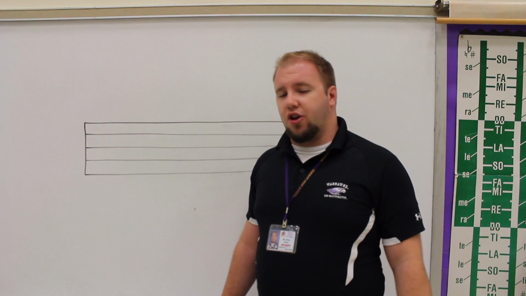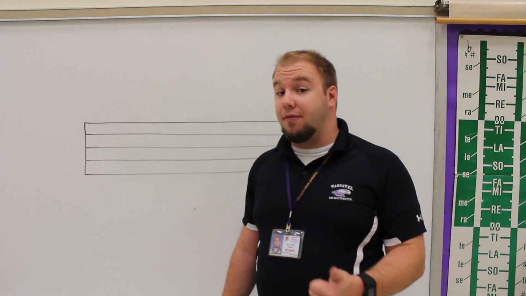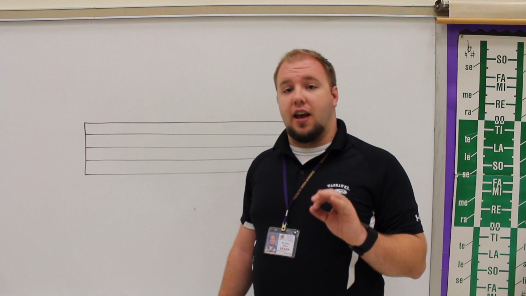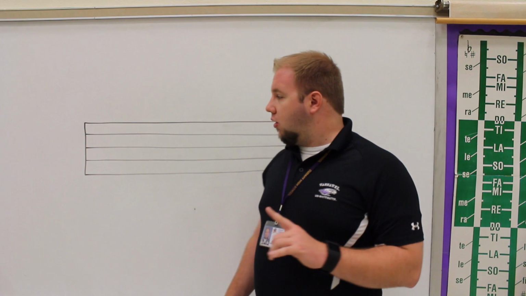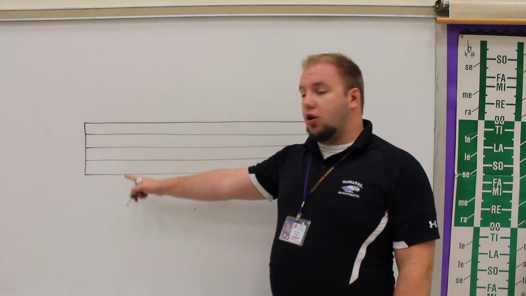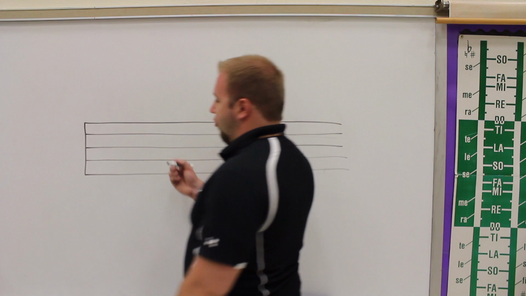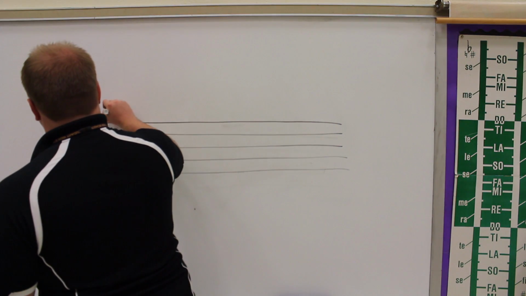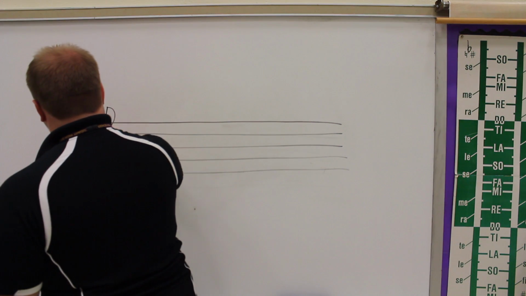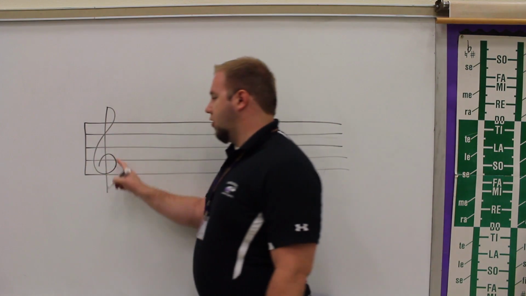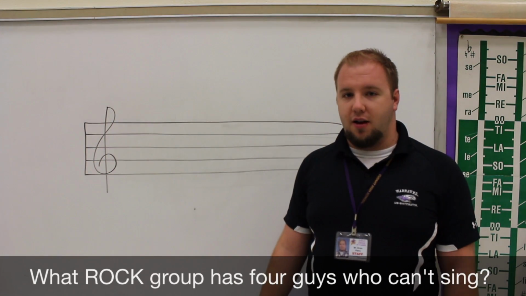So the next part of your worksheet asks you to draw a staff with the treble clef and the notes of the lines and the notes of the spaces. So you're going to draw a treble clef. Remember how to draw the treble clef: put a line through, a little swoop, and a circle goes around that line right there.